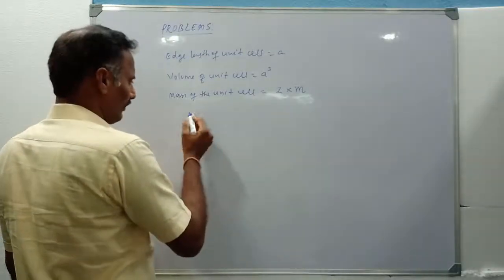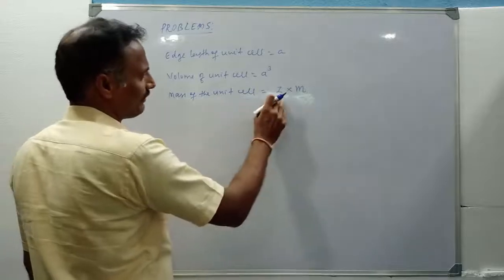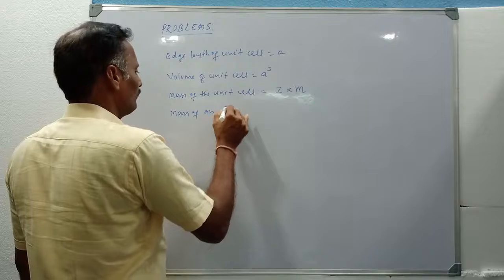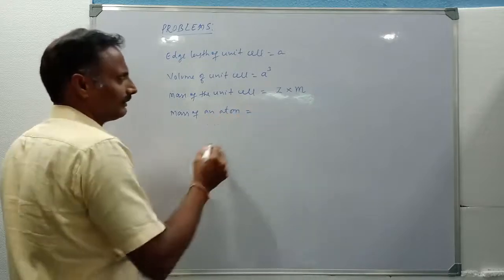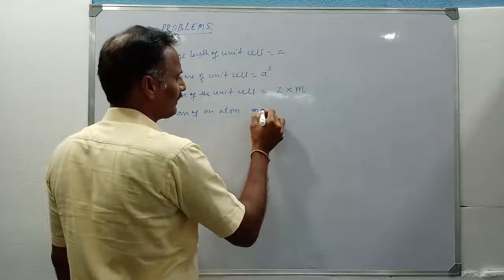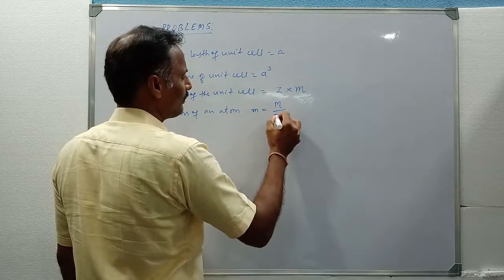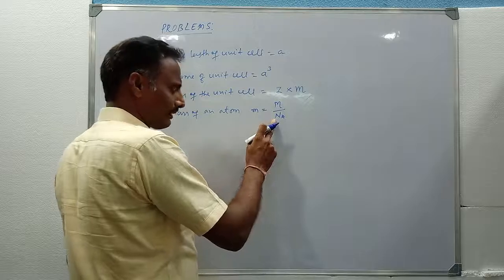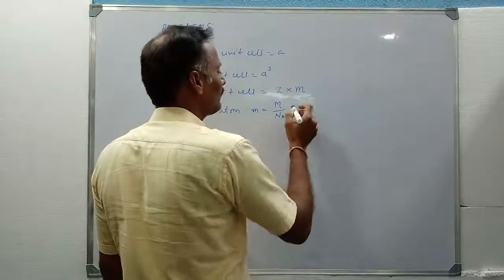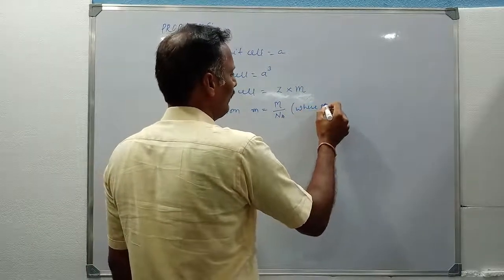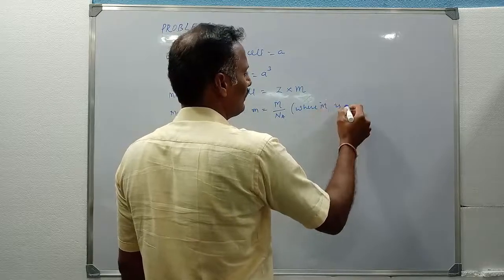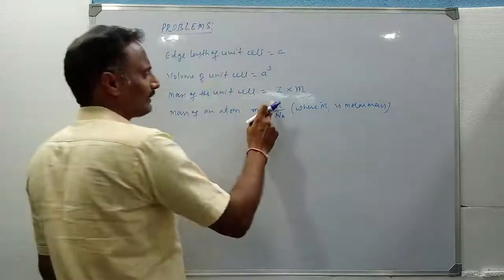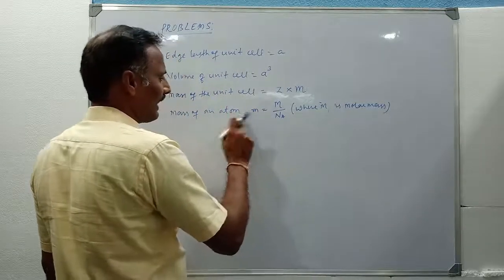Then you find out density. The mass of the unit cell is equal to Z into small m. Then mass of an atom, small m, is equal to the molar mass of the compound divided by Na, where capital M is the molar mass and Na is the Avogadro number, the Avogadro constant. Molar mass divided by Avogadro number gives the mass of an atom.